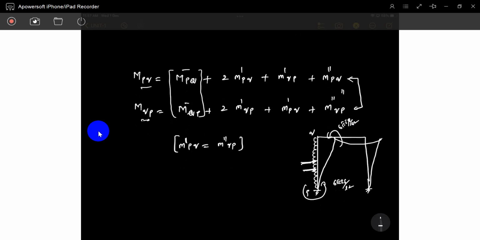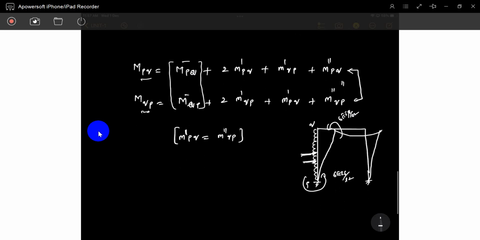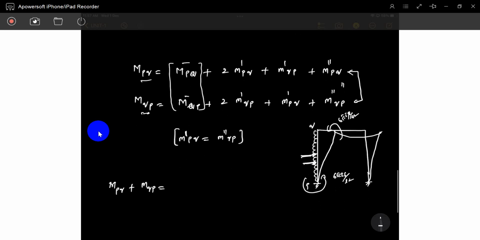MPQ and MQP. Just see it. Add both. So these three, just delete these two. I will explain. Just add it. These two: 3M' PQ, 3M' QP. These two are equal. 2M PQ.